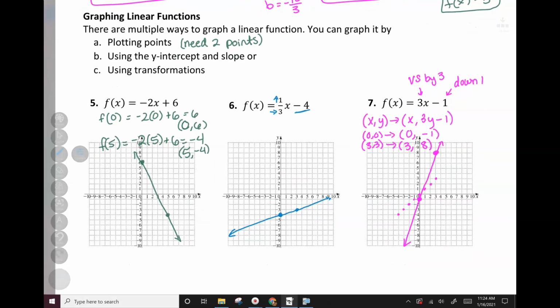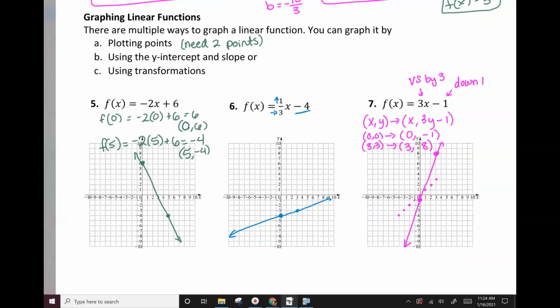All right, so that's it for your notes on linear functions. Next, we're going to talk about applying linear functions to real-world problems.